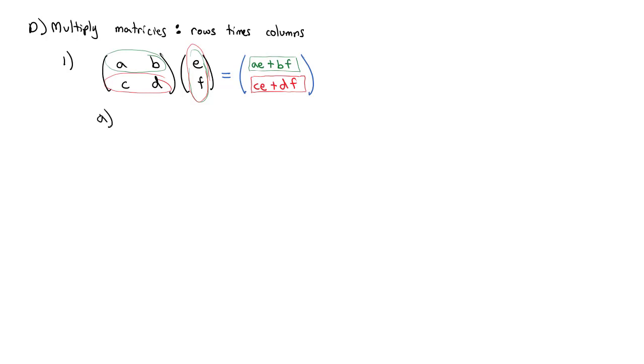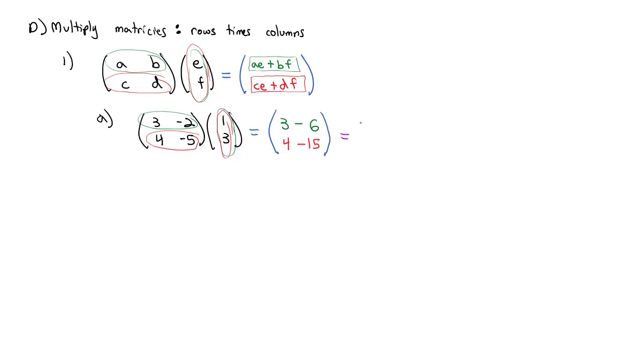So for example, if we had the matrix 3, -2, 4, -5 times the vector 1, 3, we would set it up by first multiplying the first row times the first column. So 3 times 1 gives us 3. -2 times 3 gives us -6. Then we'll multiply the second row times the first column to get our second row, first column solution. 4 times 1 is 4, and -5 times 3 is -15. Then all we have to do is simplify that. 3 minus 6 is -3, and 4 minus 15 is -11. And we have our product.